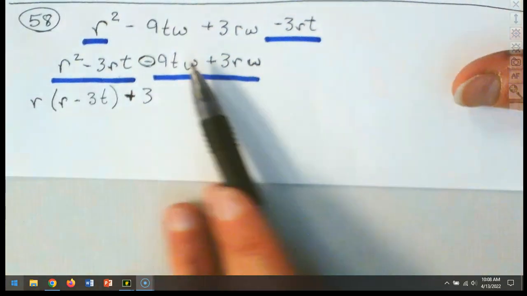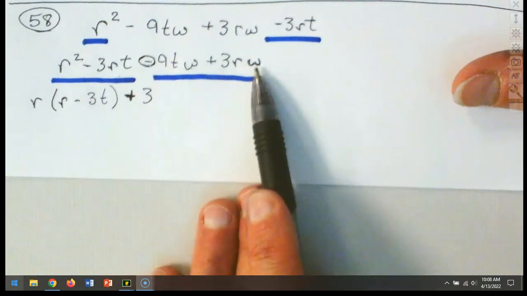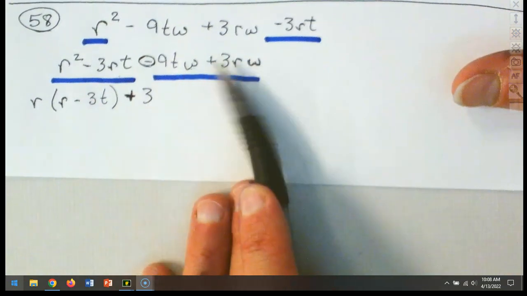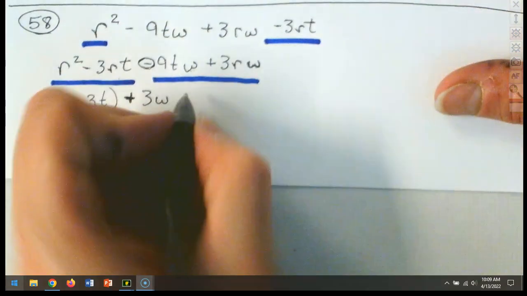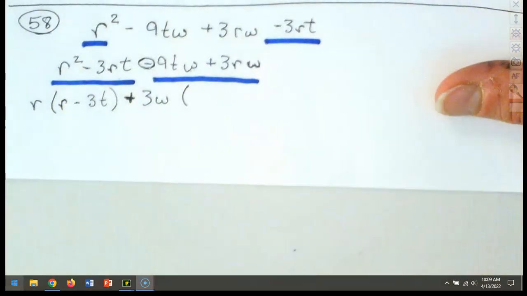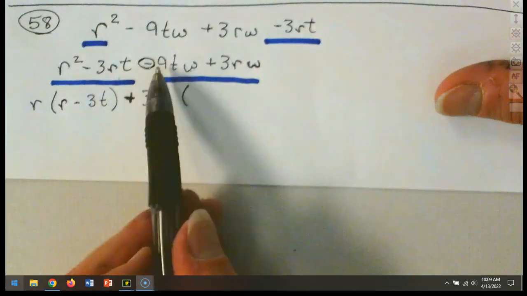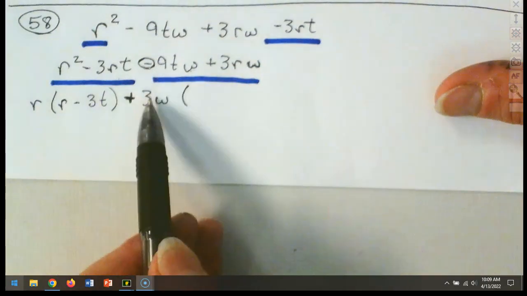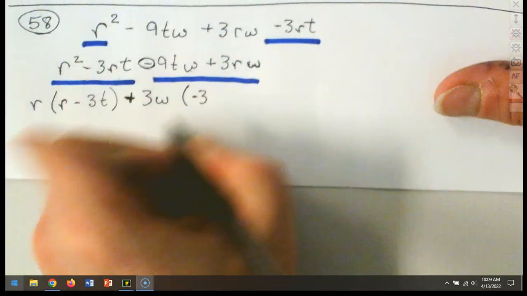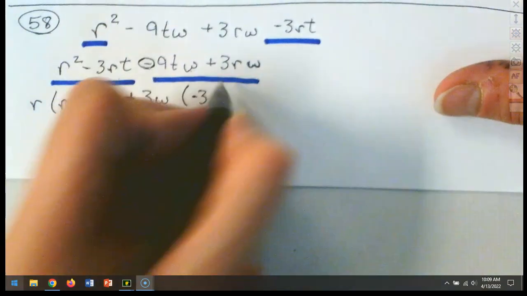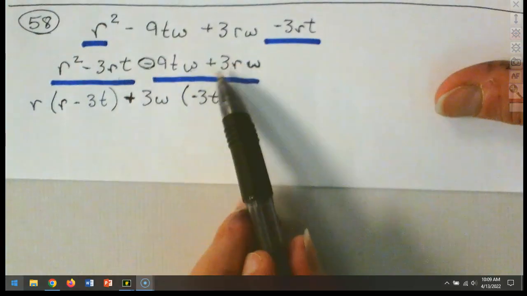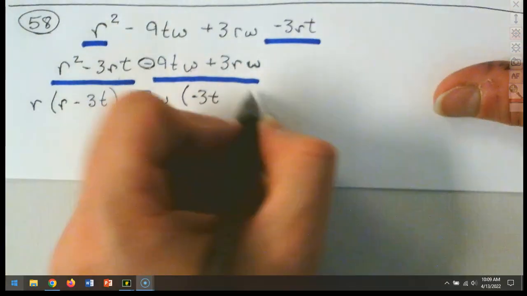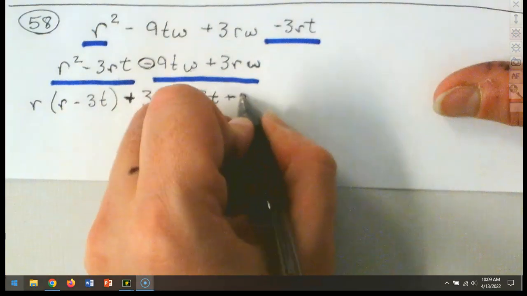So then what else needs to come out? We got a 3 that comes out. We also need to take out what? We also need to take out a w. And what's going to be left over? What's going to be left over is minus 9 divided by 3. That's a minus 3. The w's come out, and that leaves you with a minus 3t. The 3's cancel, the w's cancel, and that leaves you with an r.